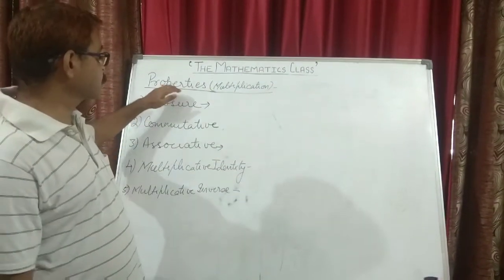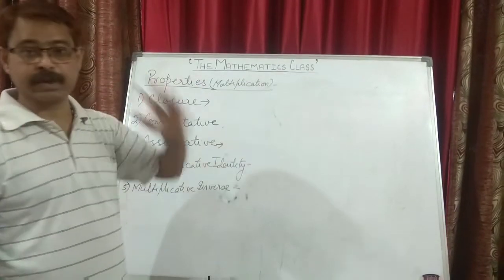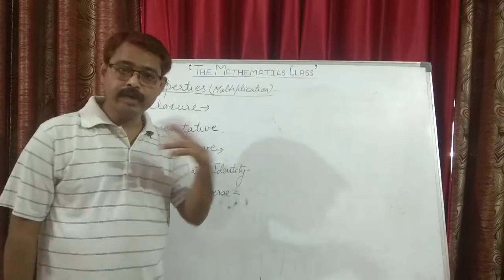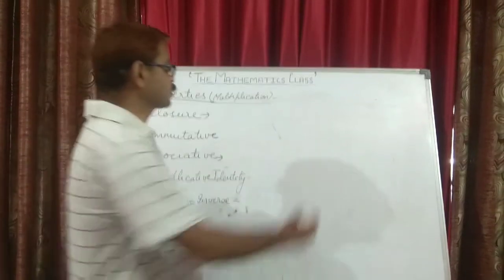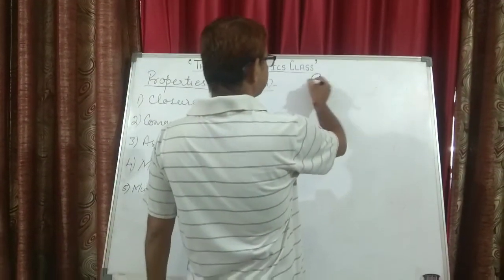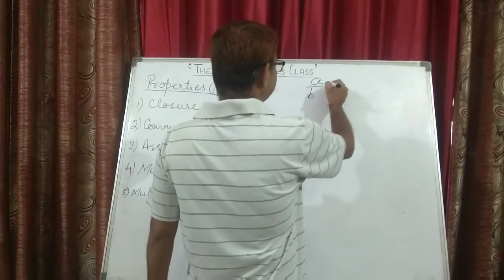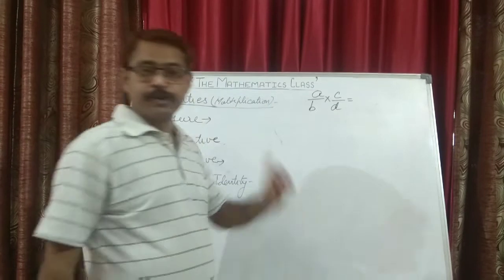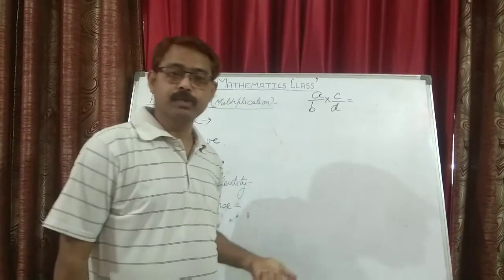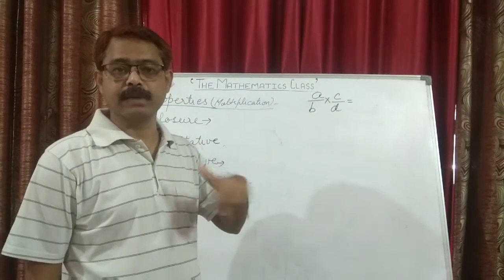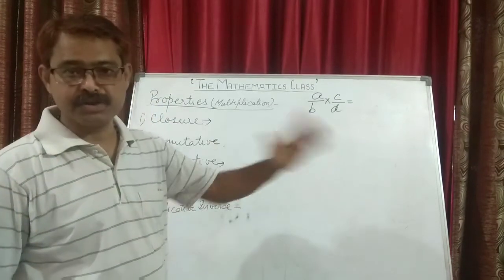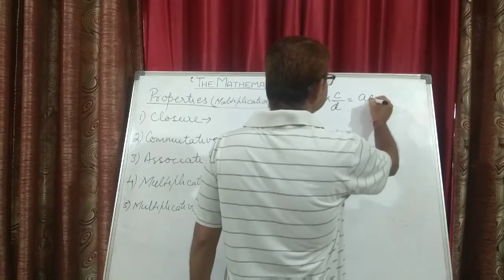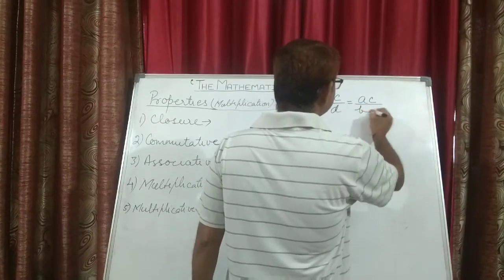Now the next is about properties of multiplication. First of all, we will discuss how we multiply two given rational numbers. Suppose it is a upon b into c upon d. So simple thing, numerators are multiplied to the numerators and denominators are multiplied to the denominators, and the upon sign is already there. Means a into c will be ac, b into d will be bd.